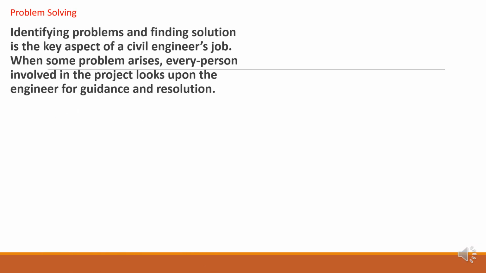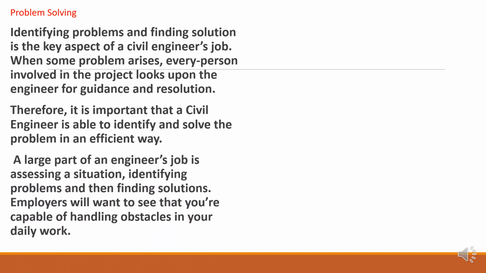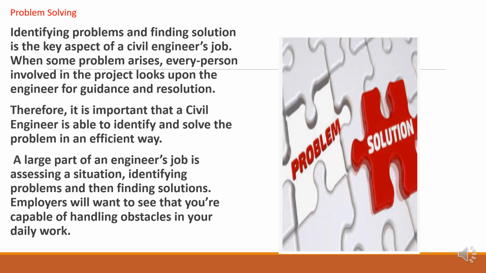Problem solving. Identifying problems and finding solutions is a key aspect of a civil engineering job. When some problem arises, every person involved in the project looks to the engineer for guidance and resolution. Therefore, it is important that a civil engineer is able to identify and solve problems in an efficient way. A large part of an engineer's job is assessing a situation, identifying a problem, and then finding a solution. Employers will want to see that you are capable of handling obstacles in your daily work.